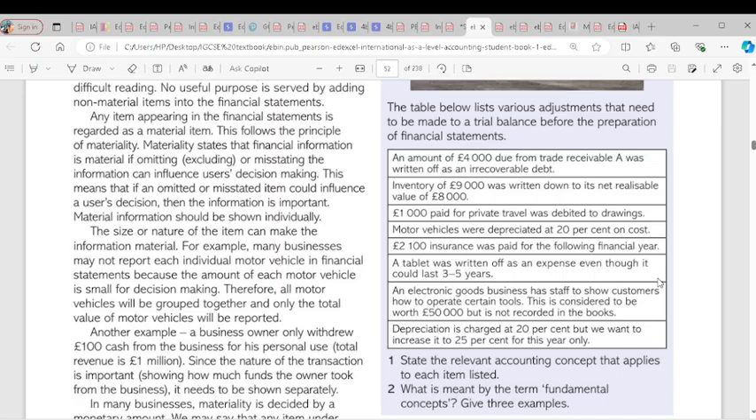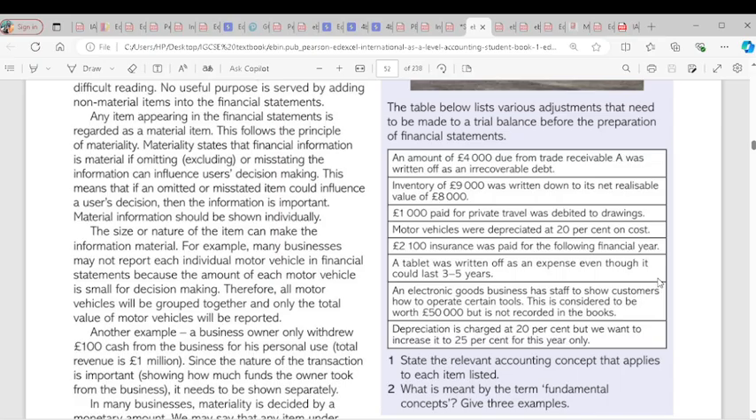The second one: inventory of £9,000 was written down to its net realizable value of £8,000. If it is written down to its net realizable value, that means the value it will be sold for in the subsequent year. That is also prudence. You are not overstating your profit, you are not overstating your revenue, you are not understating your liabilities, and you are not understating your costs and expenses.